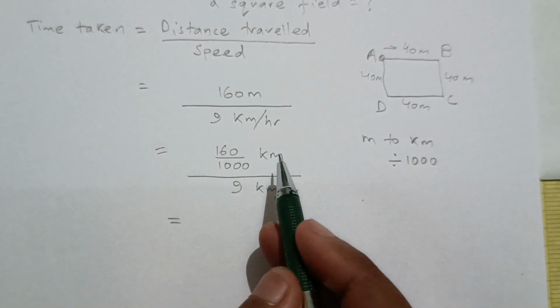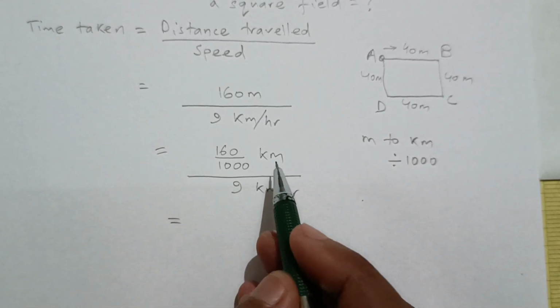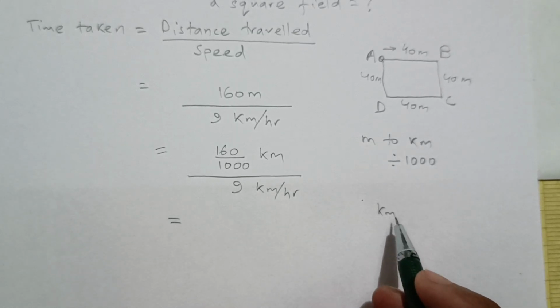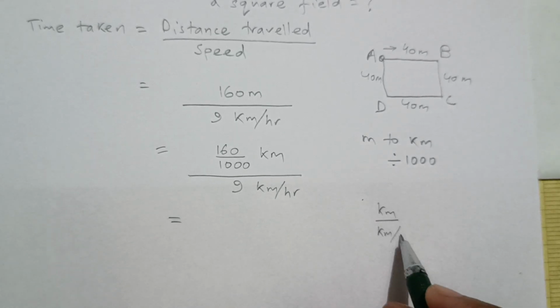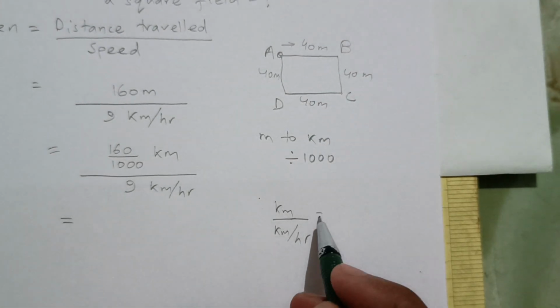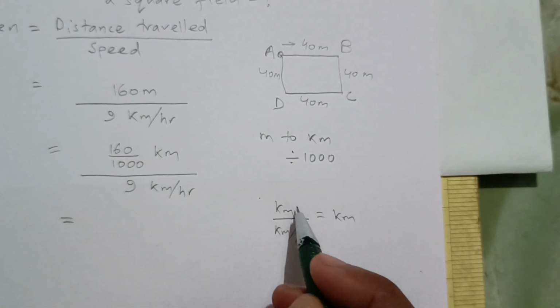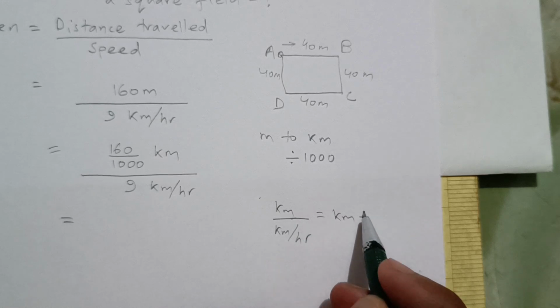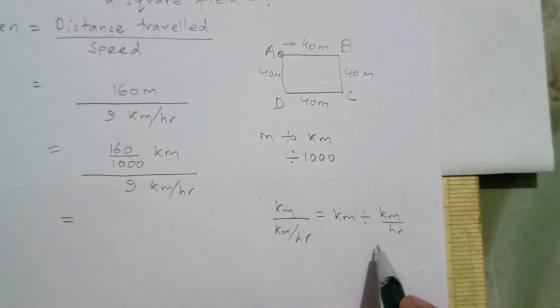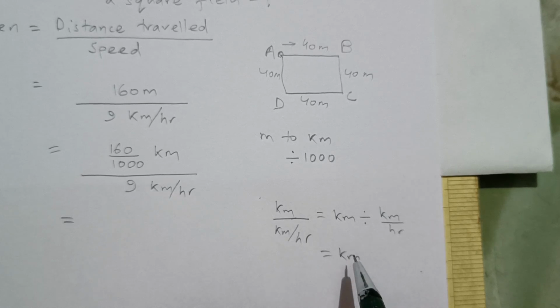So we can do the calculation of the units first. Kilometer upon kilometer per hour. How much is that? This means kilometer divided by kilometers per hour. So this will be kilometers.